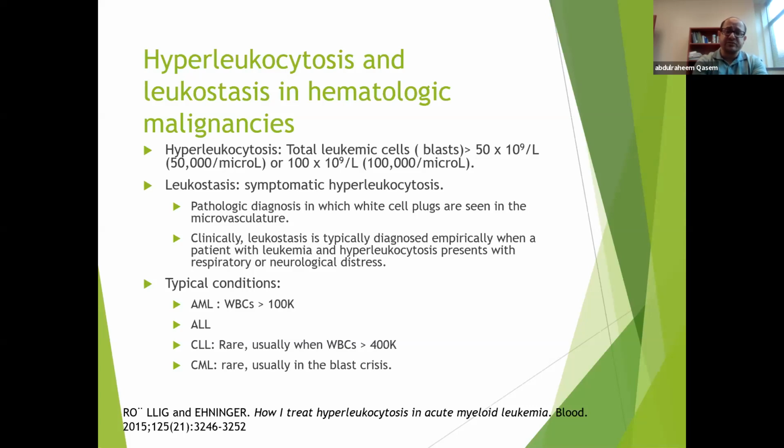So hyperleukocytosis by definition is the increase in the white blood cell count, mainly the blasts. We look at a blast count of more than 50,000. Some other organizations use a definition of 100,000 of those blasts. Now, leukostasis is a term that we use to describe symptomatic hyperleukocytosis. If you have a high white blood cell count and you have symptoms, then you have leukostasis. If you just have a high white blood cell count but no symptoms, then it's hyperleukocytosis.